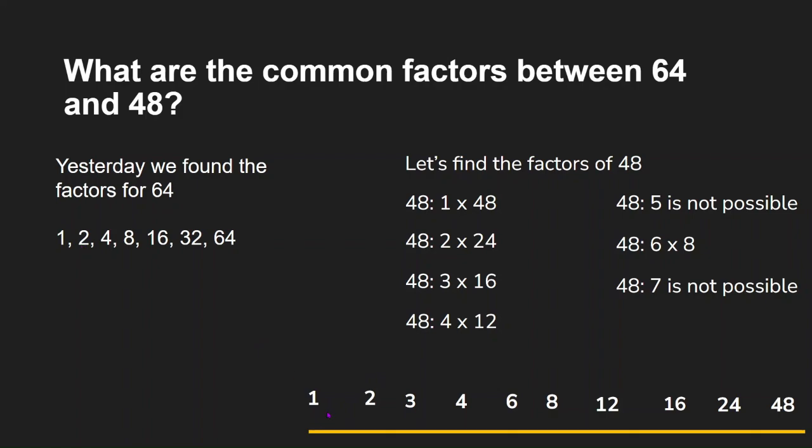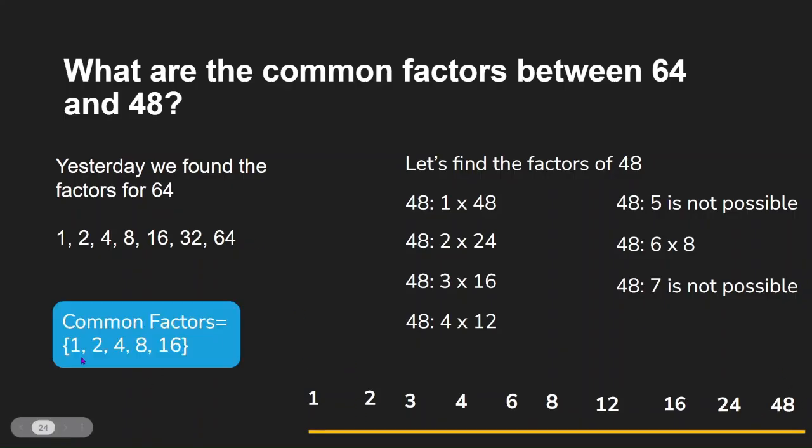Now you can compare which numbers appear on both lists, right? So you can see 1, 2, not 3, 4, yes, not 6, 8, yes, not 12, 16, not 32, not 48, not 64. So the common factors would be 1, 2, 4, 8, and 16, right?